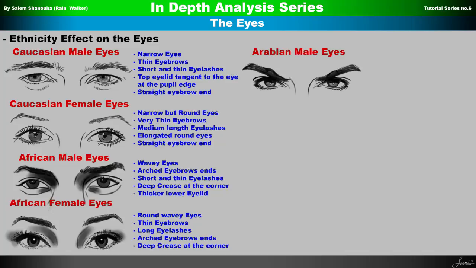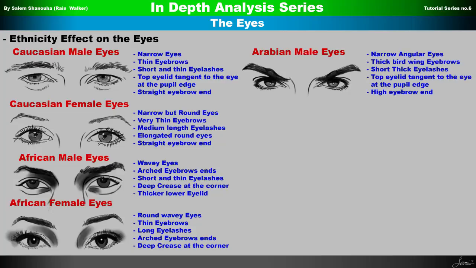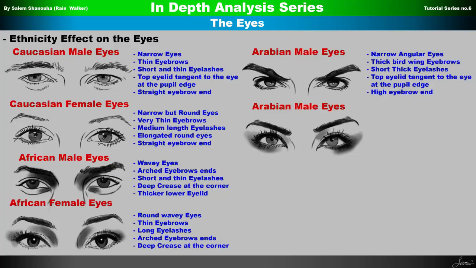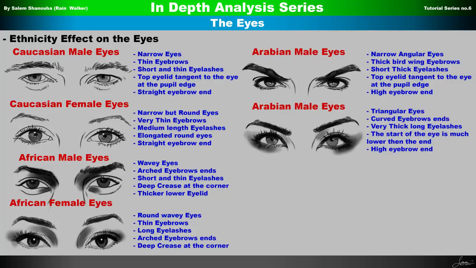The African female eyes: round wavy eyes, thin eyebrows, longer eyelashes, arched eyebrows ends, deep crease at the corner. The Arabian male eyes: narrow angular eyes, thick bird wing eyebrows, short thick eyelashes, top eyelid tangent to the eye at the pupil edge, high eyebrow end. The Arabian female eyes: triangular eyes, curved eyebrows end, very thick long eyelashes. The start of the eye is much lower than the end corner, high eyebrow end.